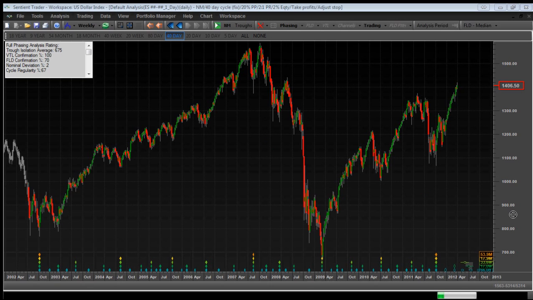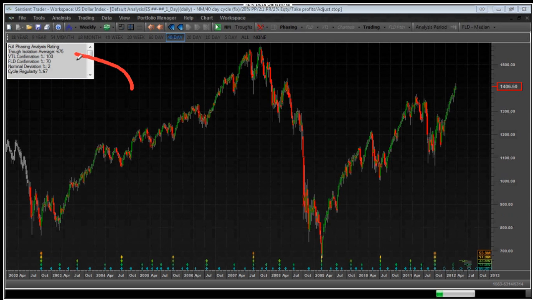So there. Okay, so let's take a look at the information that Centene Trader provides in this analysis rating and discuss all of these things. Okay, the first thing that Centene Trader provides us with is the trough isolation average. That's a number. As you can see here, it's 675. Now, what does that number mean? Is it a percentage? No, obviously it's not a percentage.